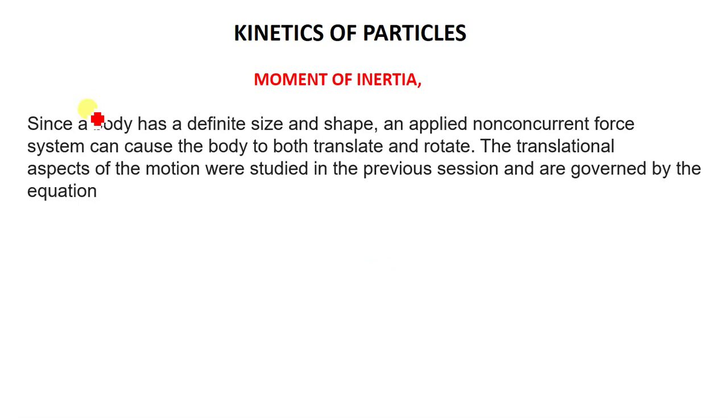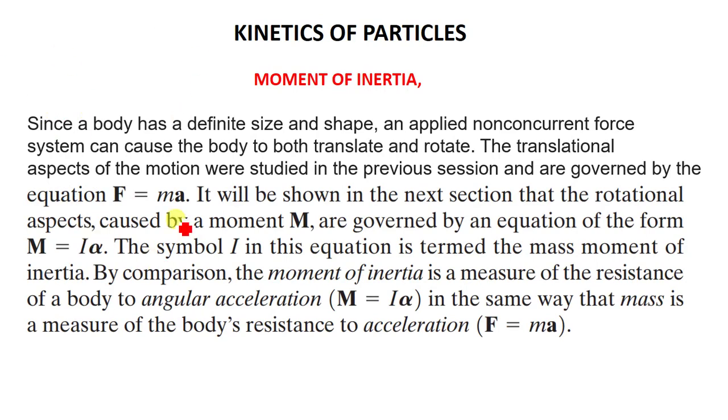The translation aspect of motion was studied in the previous session and is governed by this equation. So this equation is the one that governs the translation aspect of motion. What we're going to start doing is show the rotational aspect of motion, which is caused by the moment M, and it is governed by the equation M is equal to I alpha. This alpha is just the rotational acceleration.